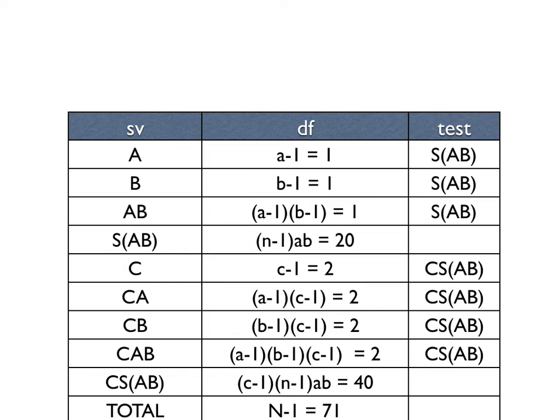Now, the sophisticated among you will realize that, look at the degrees of freedom here, N minus 1 times AB. If that was just a 2 by 2, that would be what we call mean squared error. In fact, what we call mean squared error in a 2 by 2 design is actually S within AB, which is pretty cool.